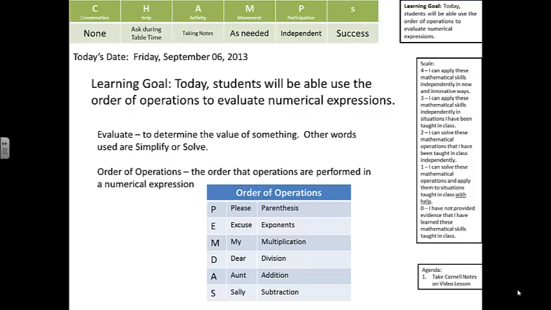The table up here will help you remember. This will be one of those things you do need to copy down into your notes so that you can refer back to it.